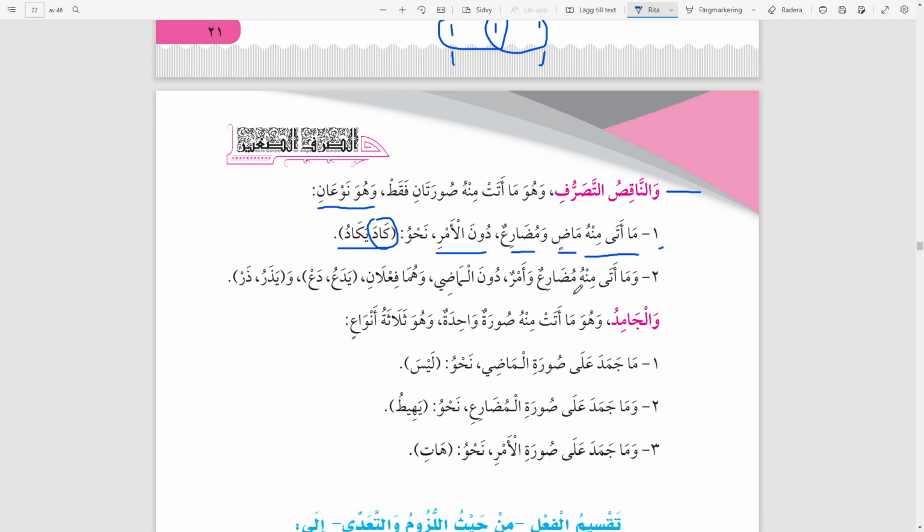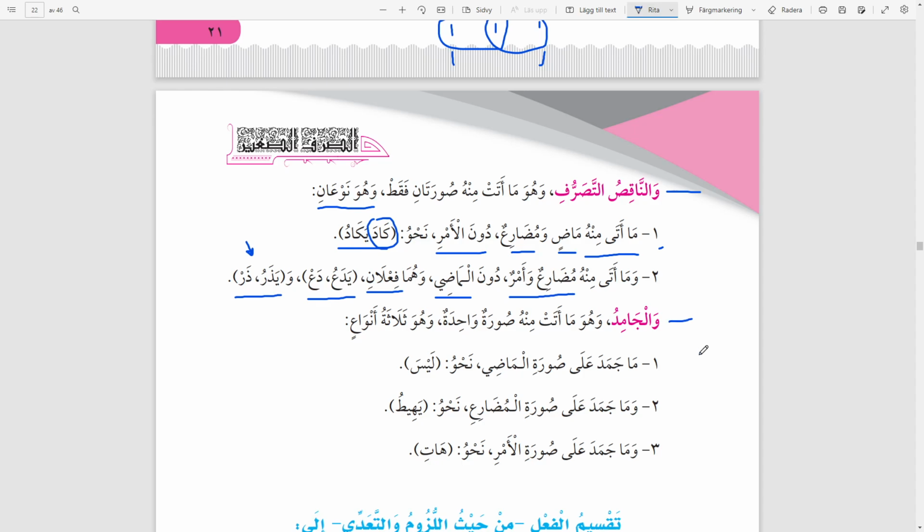And that which is in present and imperative, but not in past tense, and it is only two verbs, subhanAllah. يدع and دع, and يذر and ذر. And subhanAllah, this is actually an error I made. I said in the tafsir video that the past tense of يذر should be either وذر or يذر, but apparently there is no past tense to this, subhanAllah.